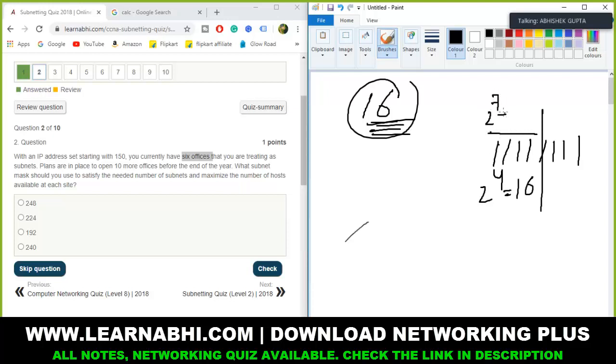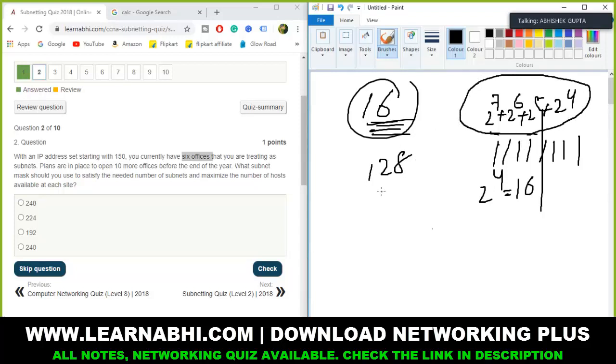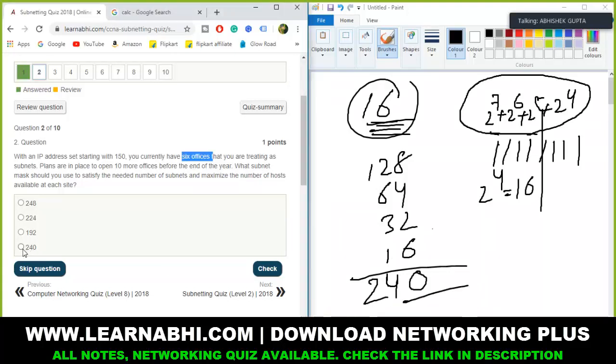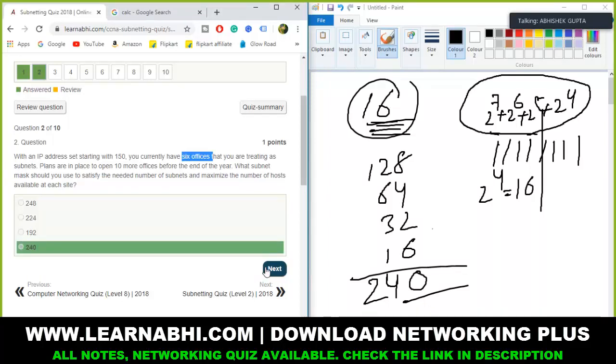2 to the power 7 plus 2 to the power 6 plus 2 to the power 5 plus 2 to the power 4. What is the correct answer? Tell me. It is 128 plus 64 plus 32 plus 16, which is 240. Let's choose this one and see whether it is correct or not. It is the correct answer. Yes, sir.